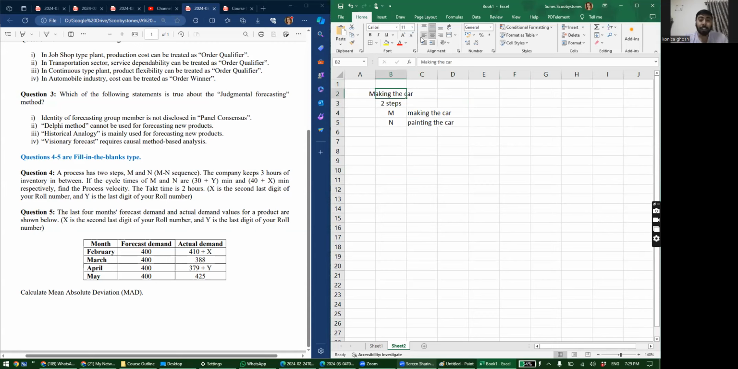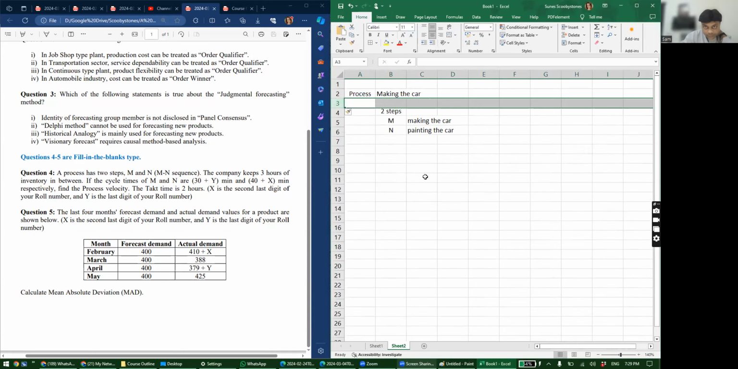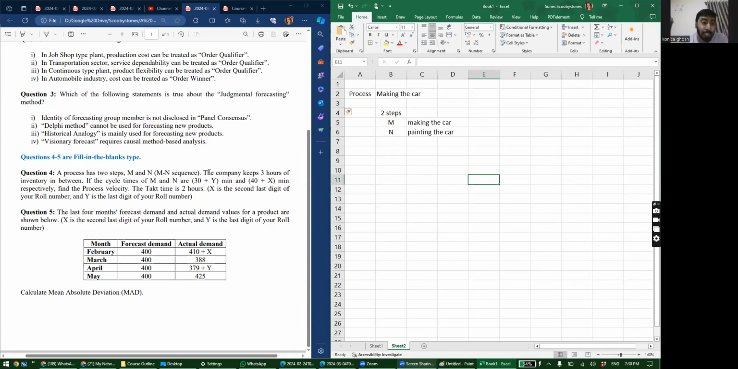So let's understand the problem line by line first. Then it will become very easy to do the maths. They are saying a process has 2 steps, M and N. And they have given a bracket, MN sequence. Don't consider this as M minus N. It is not M minus N. It is MN sequence. They could have put a comma sign or a colon sign also, but they have used a dash sign. So don't confuse this as M minus N.